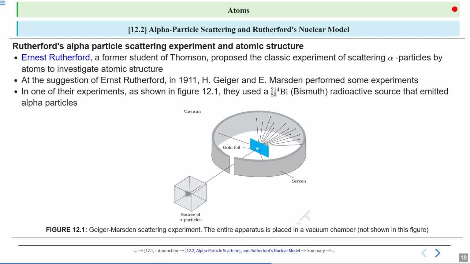Okay, and the source of alpha particles used here is radioactive bismuth. That is bismuth 83214, and that bismuth is producing alpha particles, and those alpha particles are directed towards the gold foil, and a screen is placed. Okay, and then readings are noted. We will discuss the observations of this experiment in the further slides.